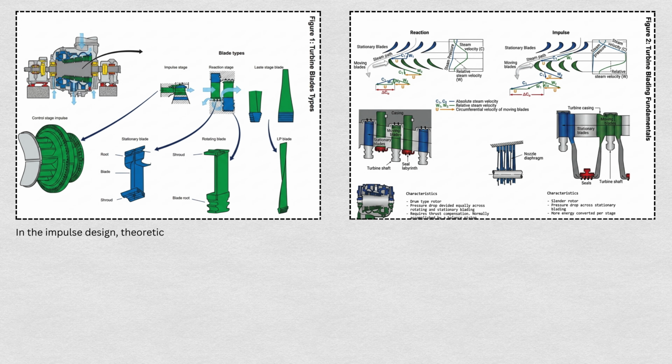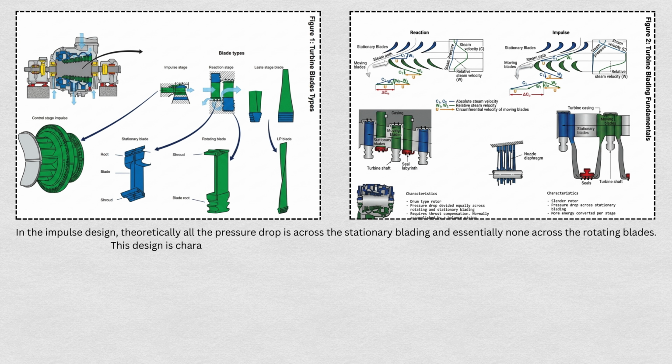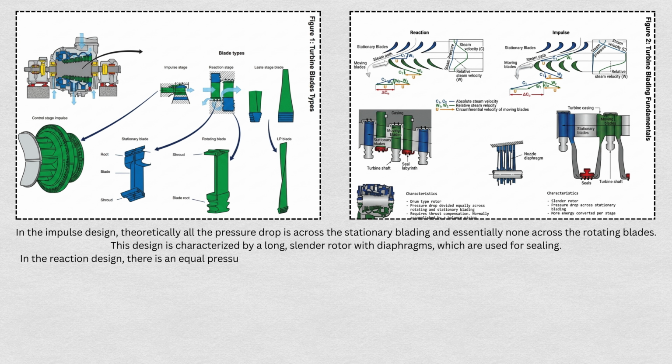In the impulse design, theoretically all the pressure drop is across the stationary blading and essentially none across the rotating blades. This design is characterized by a long, slender rotor with diaphragms, which are used for sealing.